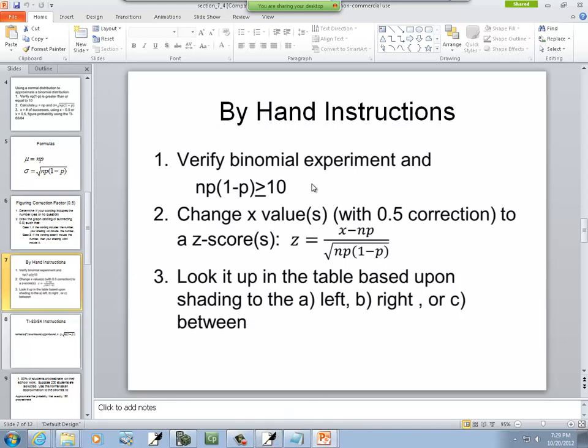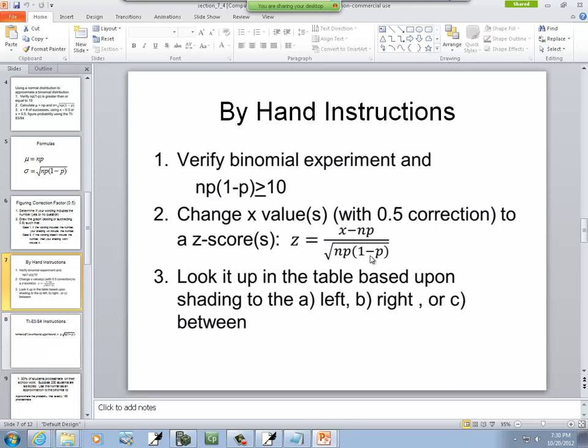Now by hand instructions. We're going to verify it is a binomial experiment, and n times p times 1 minus p is greater than or equal to 10. And then a second thing we'll do is change the x value with the 0.5 correction already figured in to a z-score using this formula. Z is equal to x minus n times p over square root of n times p times 1 minus p.